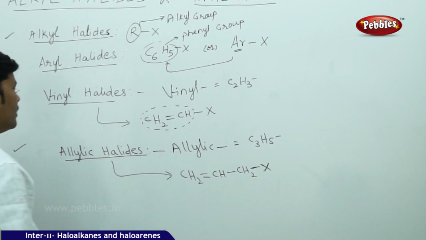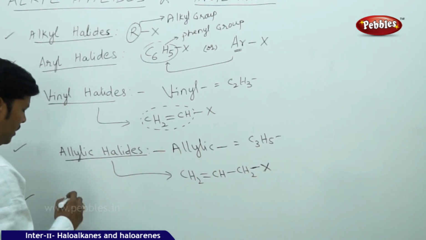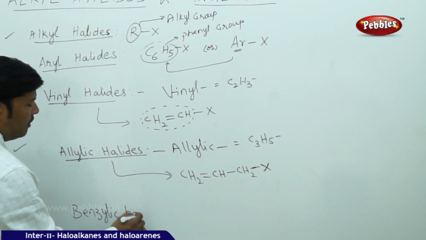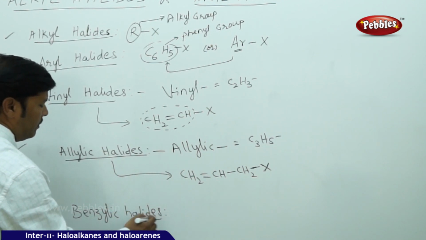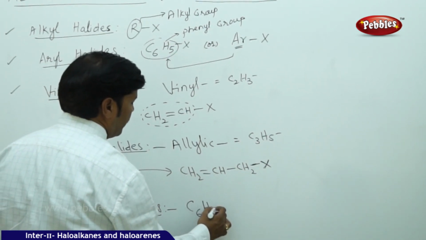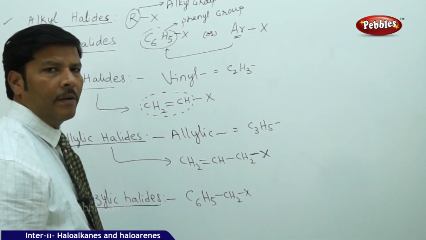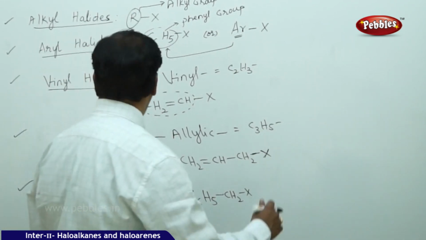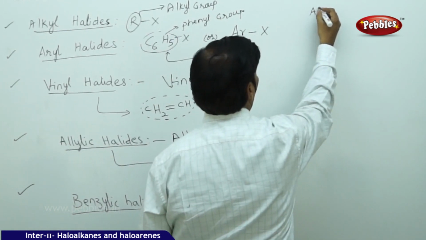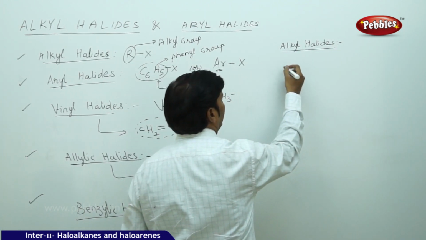This is the allylic group. And apart from this, you can go for further classification, like I'm going to add one more, that is benzylic halides. You can directly take the general formula as C6H5-CH2-X. This is benzylic halide. So from here we can add some examples, and when we go for alkyl halides we can take a number of examples.